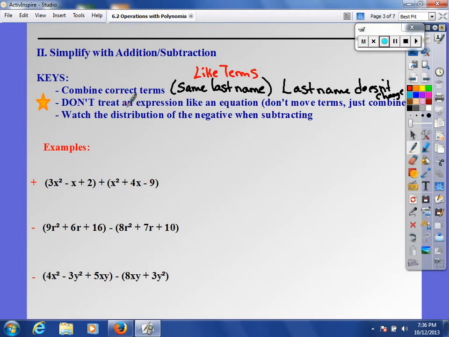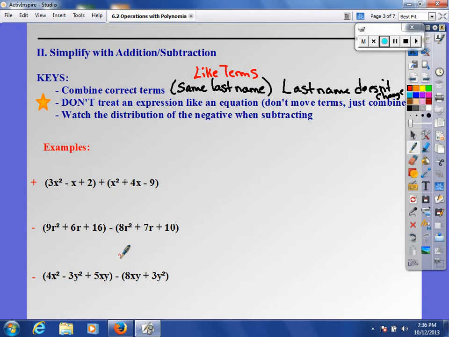We don't want to treat expressions like these. Now, how do I know these three are expressions? I don't see an equal sign anywhere. If there's no equal sign, they're called an expression. If there was an equal sign, it'd be called an equation. There's a big difference between the two. And so here, we don't want to treat expressions like equations. In other words, I'm not moving things from one side to the other because there aren't sides. This is all together on one side. So don't move things like you would with equations. You're just simply combining like terms.